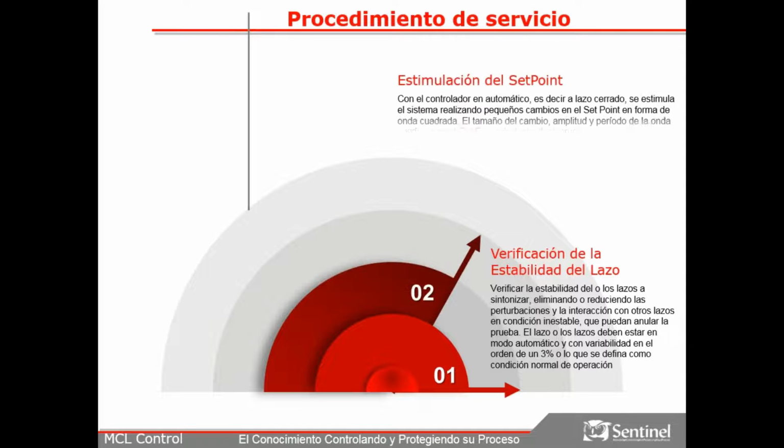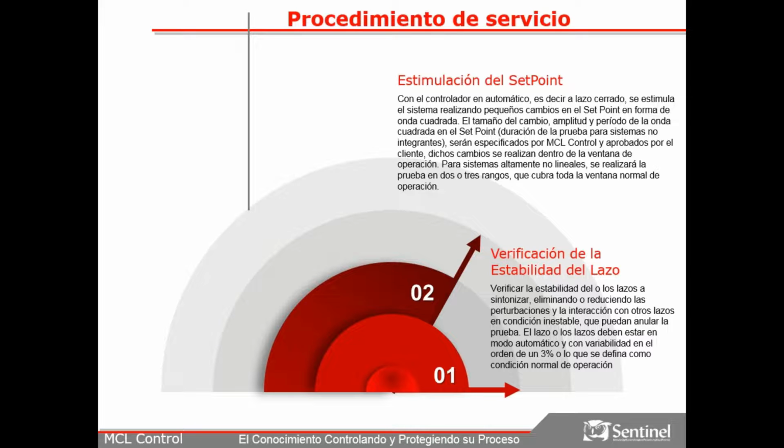Step 2. With the controller in automatic mode, that is, with a closed loop, the system is boosted by making small changes in the square wave set point. The size of the changes, the wave amplitude and the oscillation period of the set point, duration of the test for non-integral systems, will be specified by MCL Control and require the client's approval. Said changes are made within the operating window.